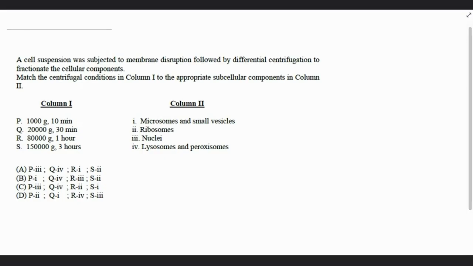So here a cell suspension was subjected to a membrane disruption followed by differential centrifugation to fractionate the cellular components.